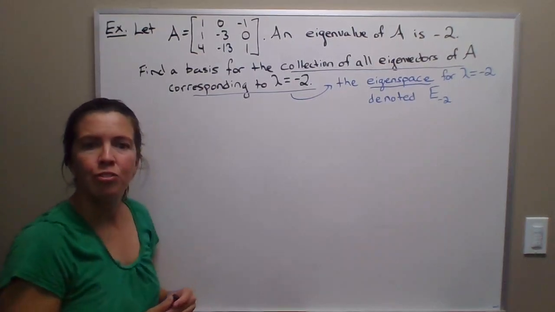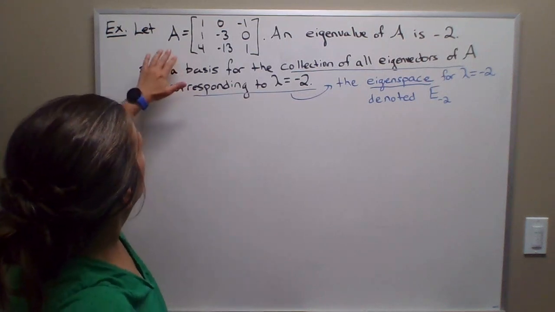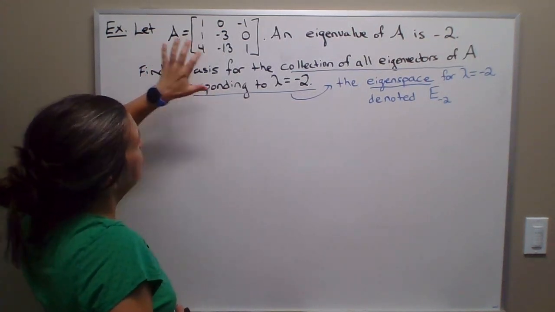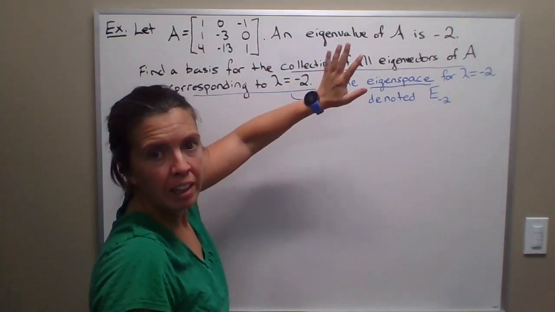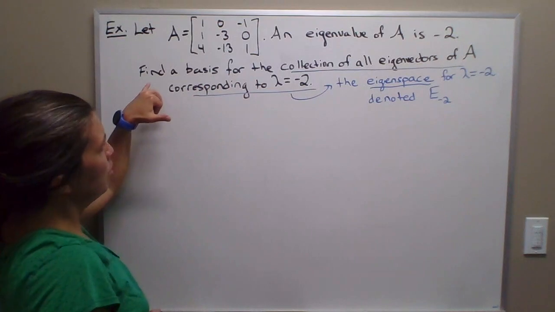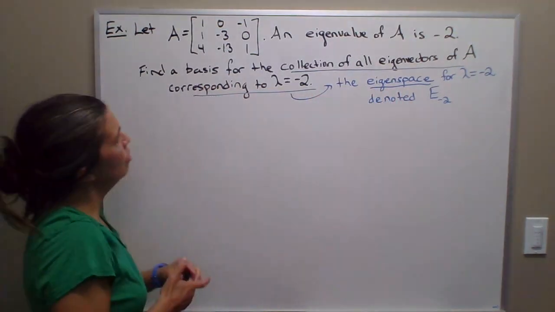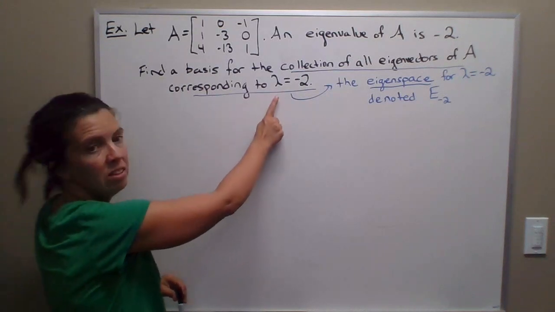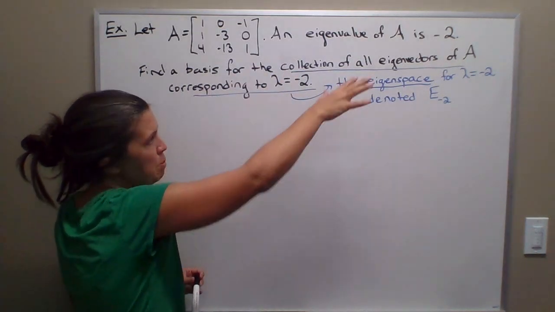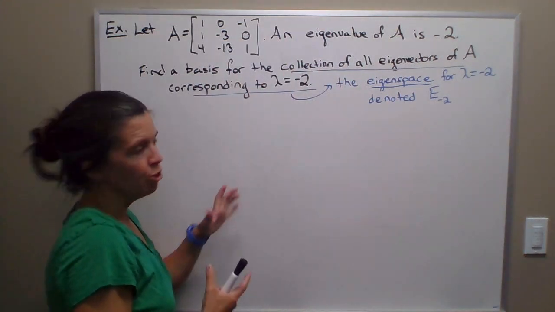Now we want to practice finding a basis for an eigenspace. So here's a 3 by 3 matrix A, and suppose we're told that -2 is an eigenvalue for this matrix A. And we're asked to find a basis for the collection of all eigenvectors of this matrix A corresponding to the eigenvalue -2. So I purposely wrote this out long ways, but we have a term for this.